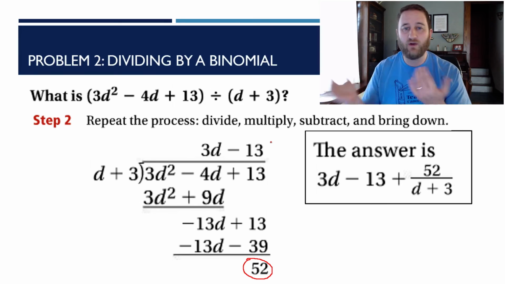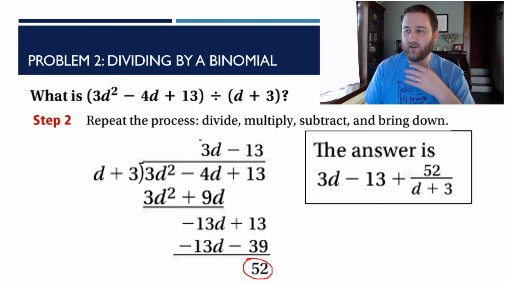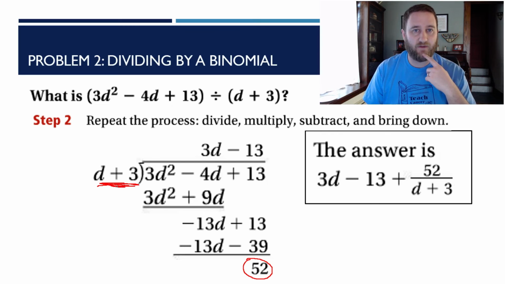How you write that then, you don't just say that the answer is 3d minus 13. You have to add the remainder at the end. The remainder is not just going to be 52. The remainder is going to be 52 over this binomial that we were dividing by. So the final answer then is going to be this 3d minus 13, and then you're adding the remainder of 52 over d plus 3 at the end. So you've got to remember to add the remainder at the end.